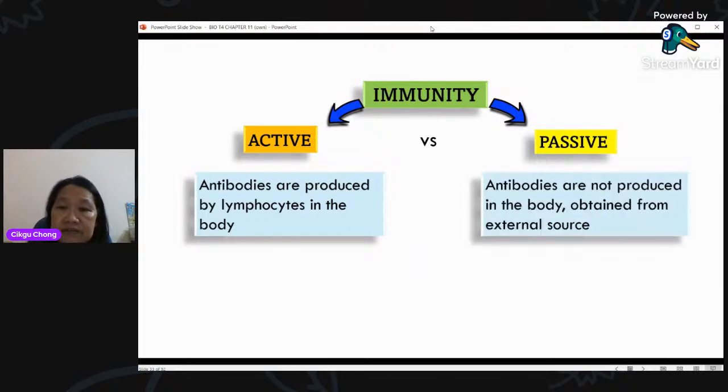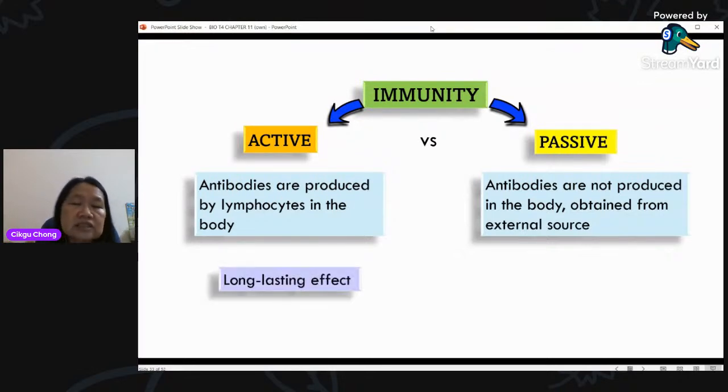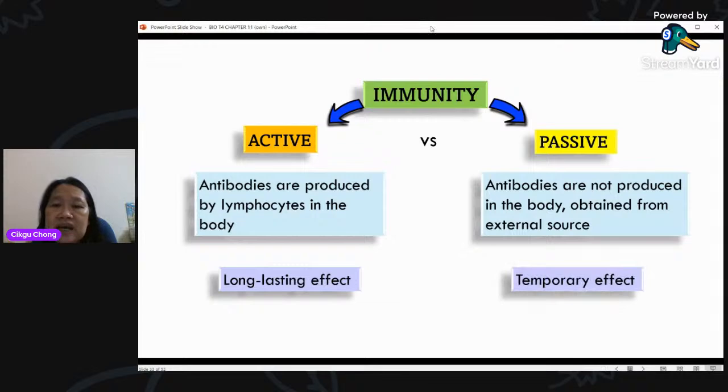Next, passive. Antibodies are not produced in the body. They are obtained from an external source. This is one of the differences. Another difference that is quite obvious is that for active immunity, because your body makes the antibody itself, it will be long lasting. Your antibody will be able to stay in the body and remain active for a longer time compared to passive immunity. For passive immunity, even though the antibody is in your body, it's injected from an outside source. So progressively, your body might break down some of the antibodies, and it will only have a temporary effect. That means the antibodies will not last as long as in active immunity.